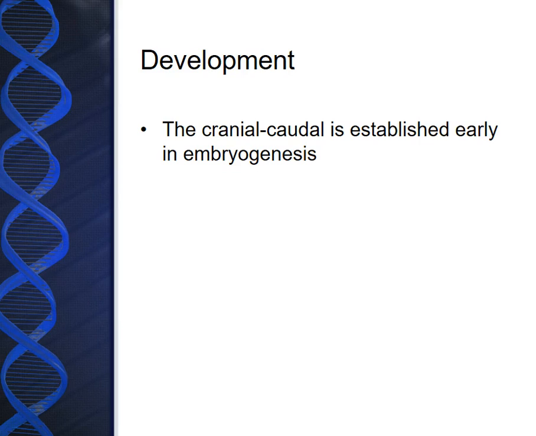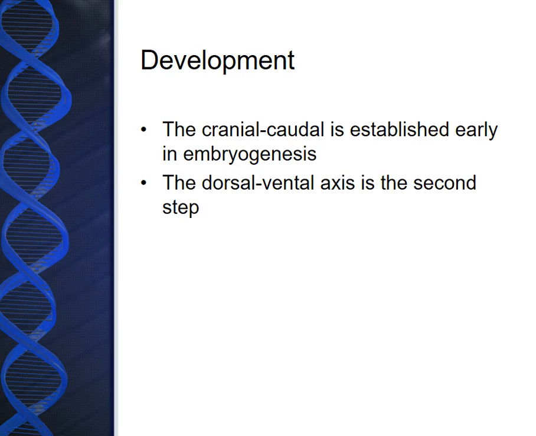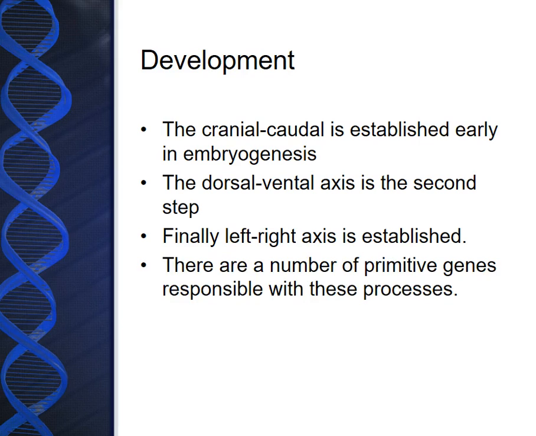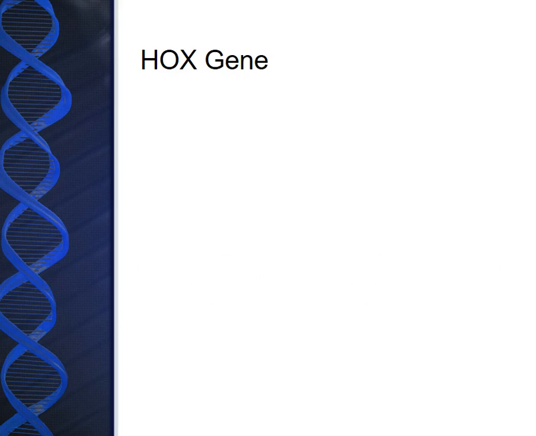Development. The cranial-caudal axis is established early in embryogenesis. Dorsal-ventral is the second step. Finally, the left-to-right axis is established. There are a number of primitive genes responsible for these processes.